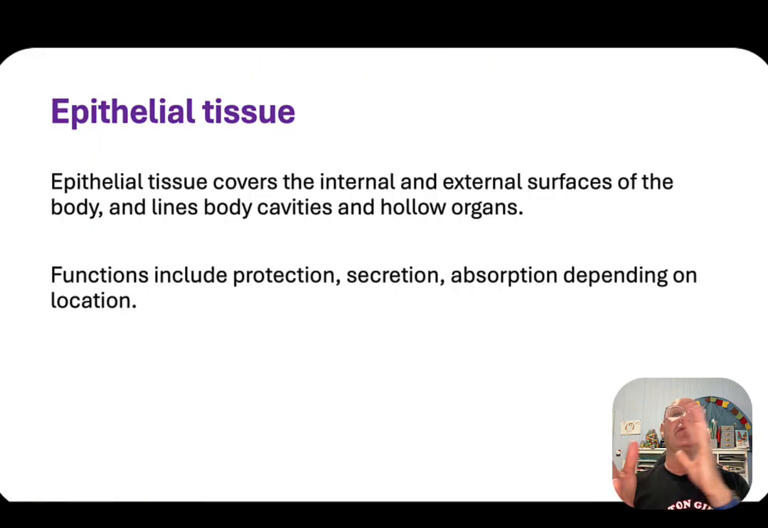Epithelium covers the internal and external surface of the body. It covers the body cavities and the hollow organs, like inside the stomach and inside the lungs, etc. It provides protection, but also secretion of acid and mucus and enzymes, and also is involved in absorption, so gas exchange in the alveolus, or absorption of nutrients in the small intestine. So epithelial tissue lines the body surfaces and the organs.